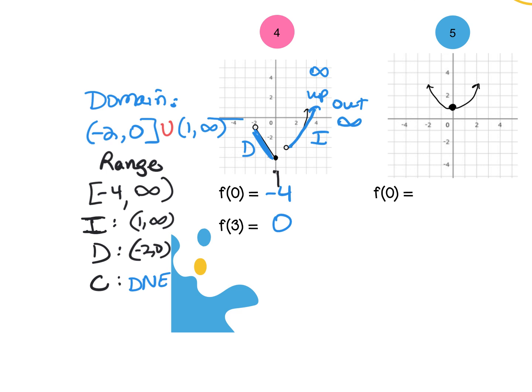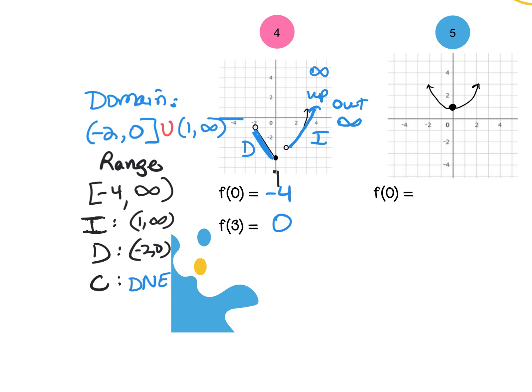And again, always x values. Yes? So for increasing and decreasing, you ignore the brackets? Correct. So just use parentheses for increasing, decreasing, constant. Ignore the bracket. All right, the next one is actually a graph of a parabola.